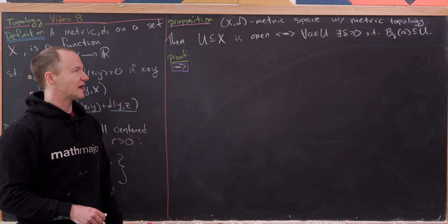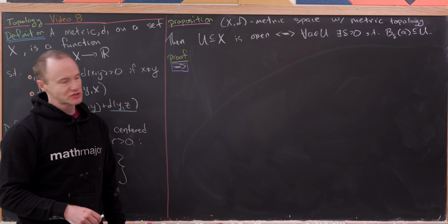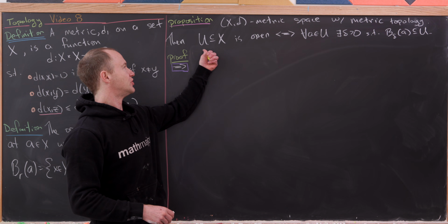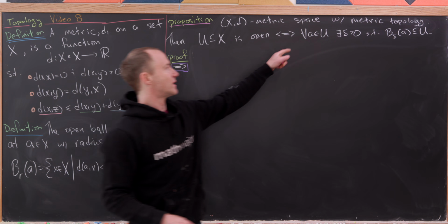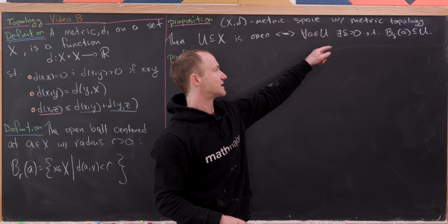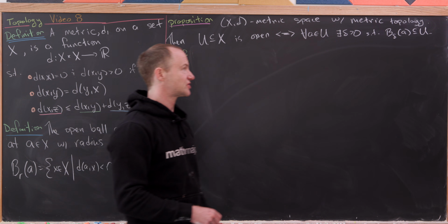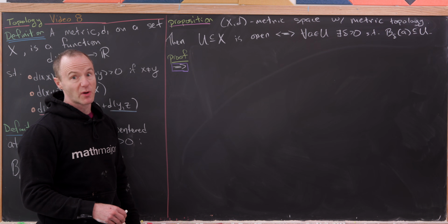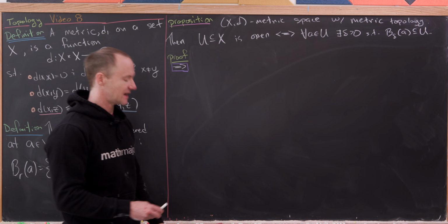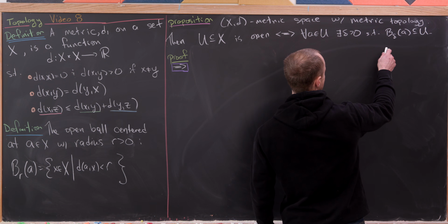Okay, so now let's prove that if we've got a set with the metric topology, then U in X is open if and only if for all of the points A inside of this U, there exists a delta bigger than 0 such that the ball of radius delta centered at A is contained in U. So here's a picture of this.